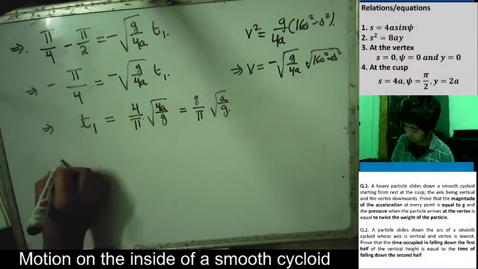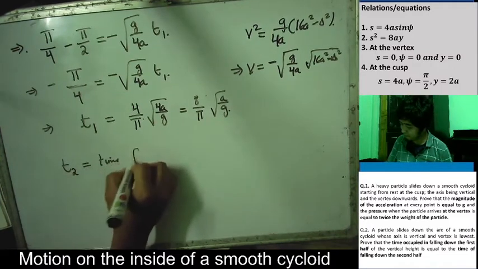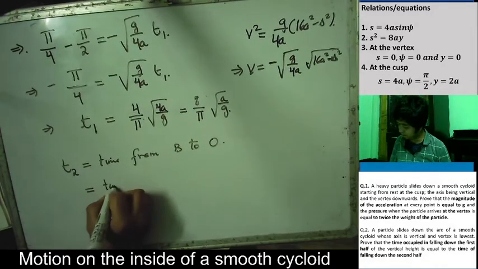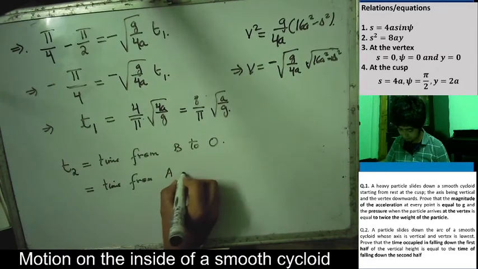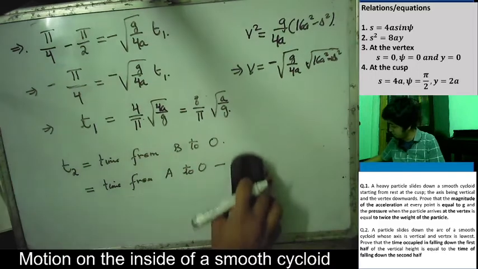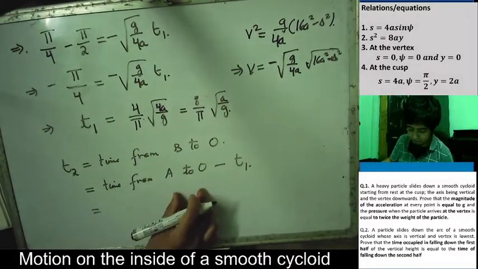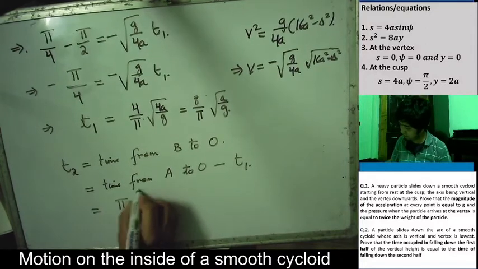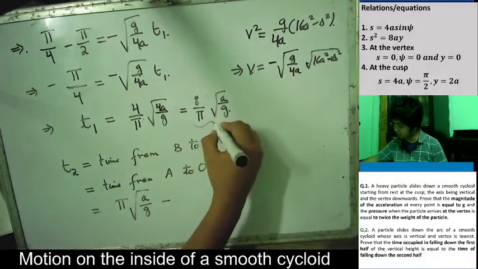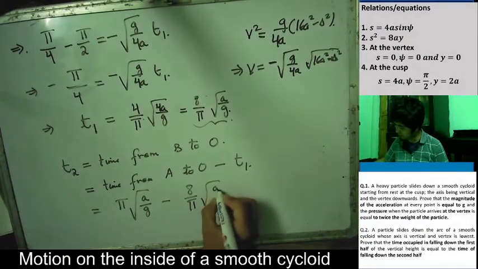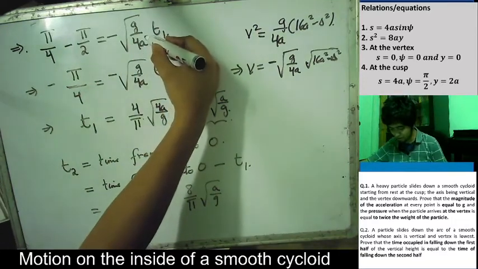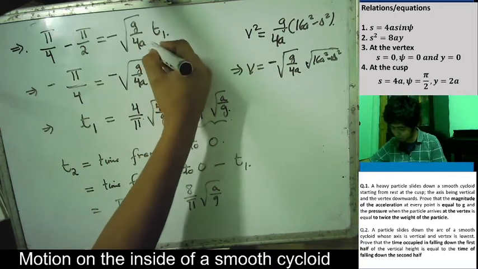And how much was t2? t2 is the time from B to O, right? It will be equal to the time from A to O minus t1. So the time from A to O, if you remember, we have got it to be equal to pi root a by g, minus this time. I actually think I'm making a mistake here. Let me check. This one is g by 4a. I've actually calculated this one separately. g by 4a.